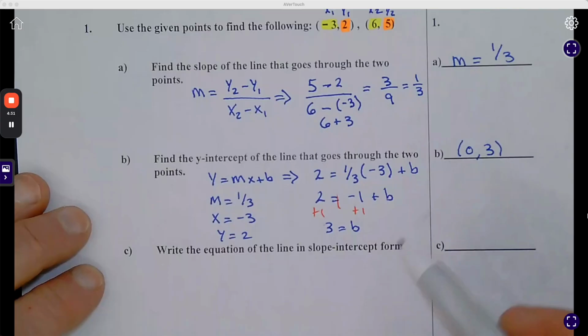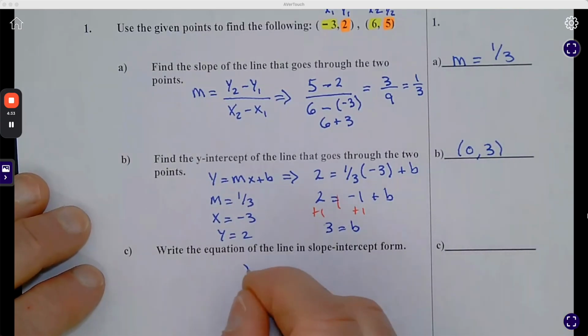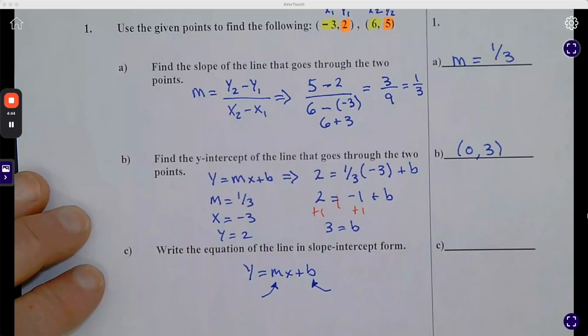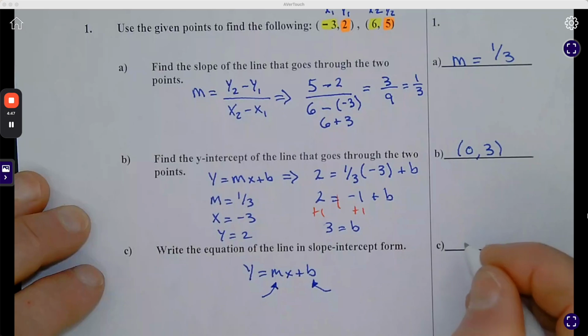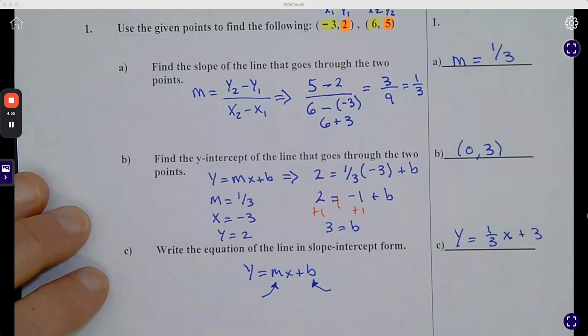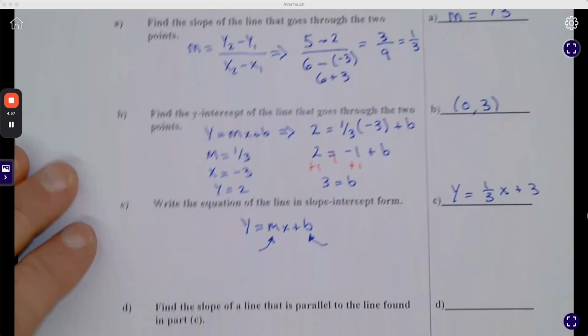Once we find the m and the b, we can write our equation y equals mx plus b. Because you're always looking for these things called parameters. They're the number parts of equations that dictate the movement. All right? So the m is 1/3 and the b is 3. So I write y equals 1/3 times x plus 3. That's it. That's done.